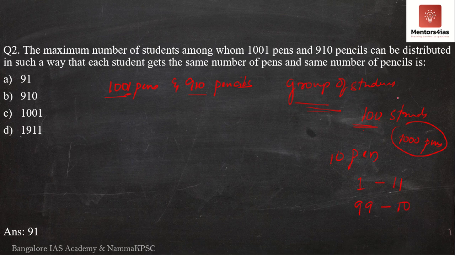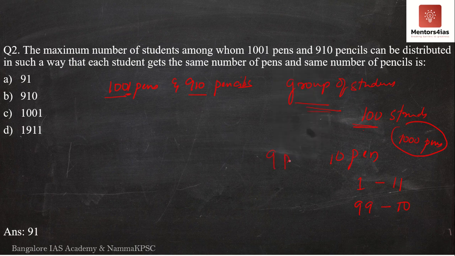But what is the question asking for? It should be distributed in such a way that each student gets the same number of pens and the same number of pencils. The same thing will happen with pencils as well. If I have 100 students over here, every student will get how many pencils?